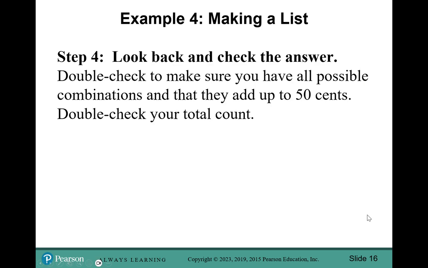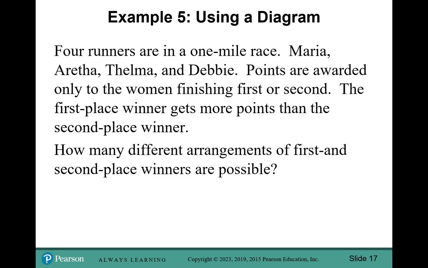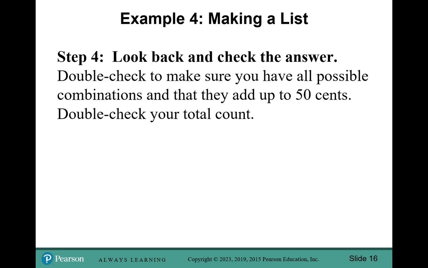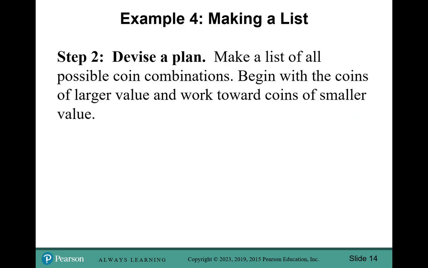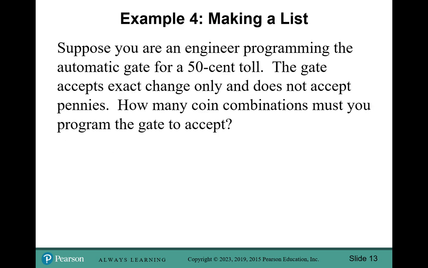Okay, so let's look back and check this answer. In order to double check and make sure you have all possible combinations and that they add up to 50 cents, double check your total count. We essentially did that. We worked all the way through our table. Everything added up to 50 cents. It took us 11 combinations to get all of those combinations that need to be programmed, right?